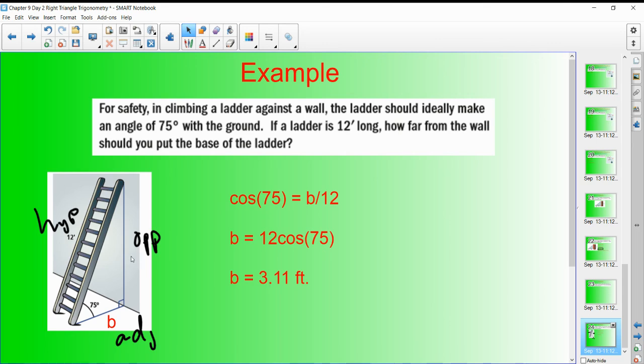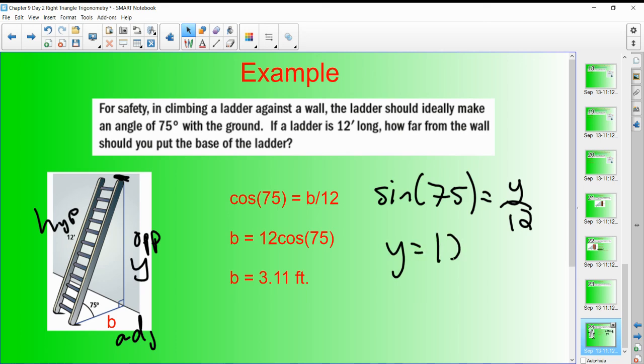Now let's say you accidentally solved for the height, which I'll call y. If you wanted to know how far up the wall the ladder touches, we could have done the opposite over the hypotenuse and said, well, we have the sine of 75 equals y over 12, and then y equals 12 sine 75. So if you did that, then great, you correctly found the height up on the wall that the ladder's touching. Now what you need to do is make sure you read and correctly answer what the question's asking.